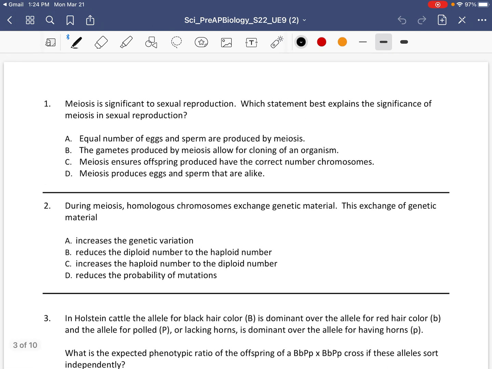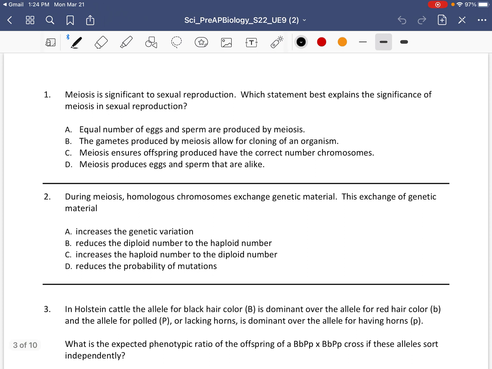So, for question 1, meiosis is significant to sexual reproduction. Which statement best explains the significance of meiosis in sexual reproduction? A. Equal numbers of eggs and sperm are produced by meiosis. B. The gametes produced by meiosis allow for cloning of an organism. C. Meiosis ensures offspring produced have the correct number of chromosomes. D. Meiosis produces eggs and sperm that are alike.